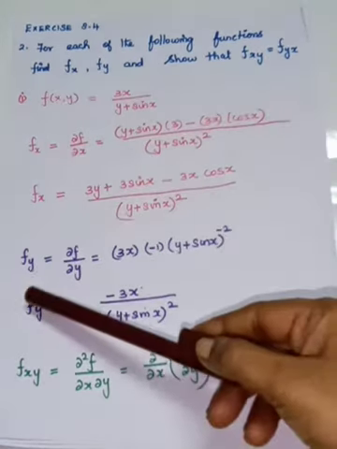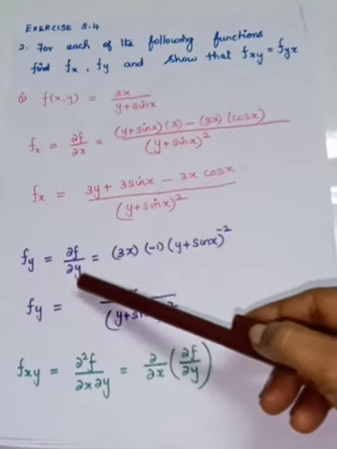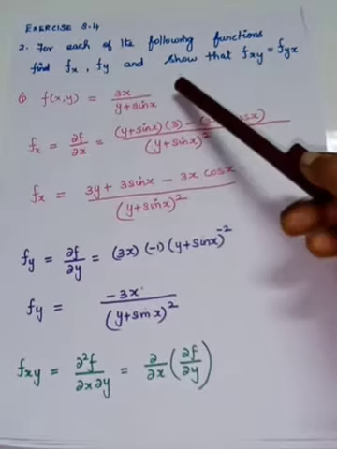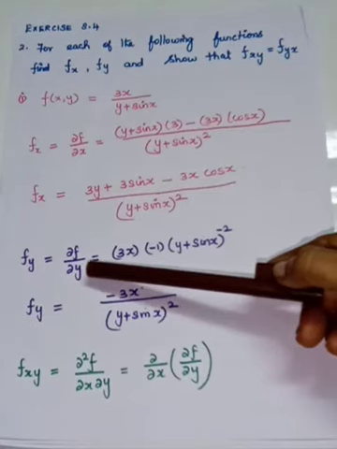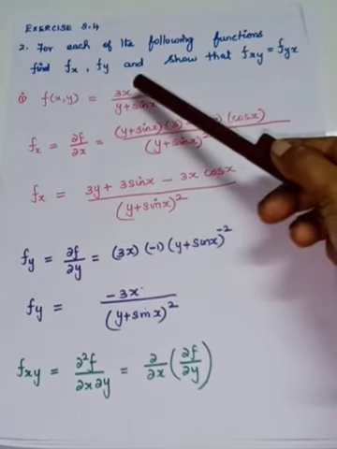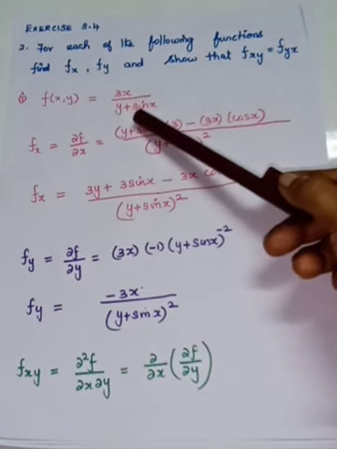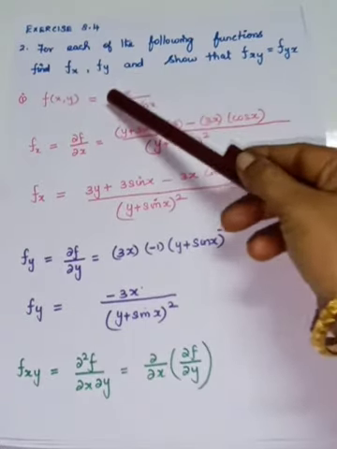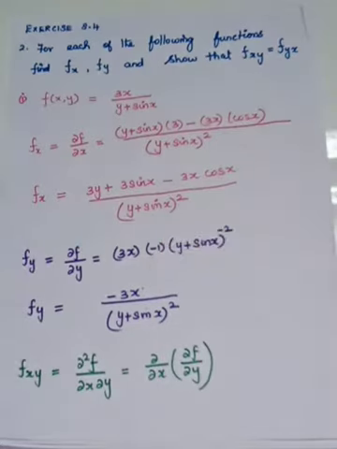Next, what you have to find? fy has to be found. So fy can be written as ∂f/∂y. You have to differentiate f partially with respect to y. That means x has to be treated as constant. Now, y is not in the numerator, and y is only in the denominator. So this 3x is a constant, so it is taken out. What is remaining is 1 by (y plus sin x). What is the differentiation of 1 by y?